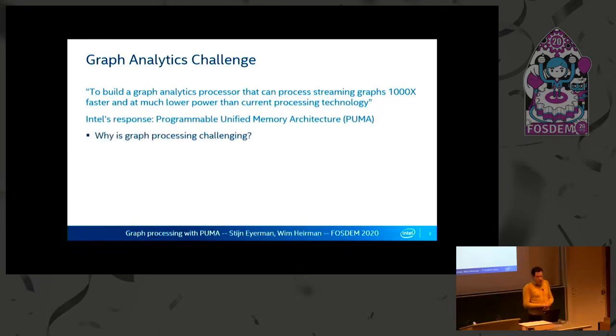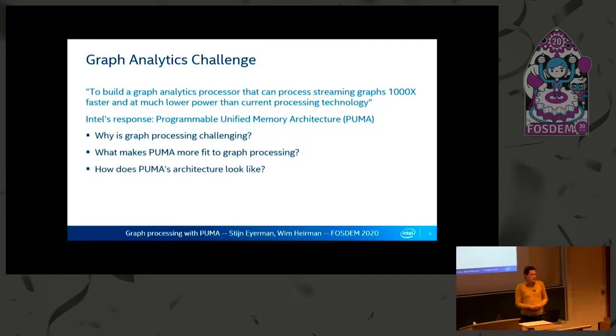And in this talk, I want to explain to you why graph processing is actually challenging on the existing architectures, what makes PUMA fit for graph processing, some high-level details about PUMA, and how it performs. And after this presentation, you probably get a question: can we buy PUMA? Unfortunately, not yet, because it's still under development.